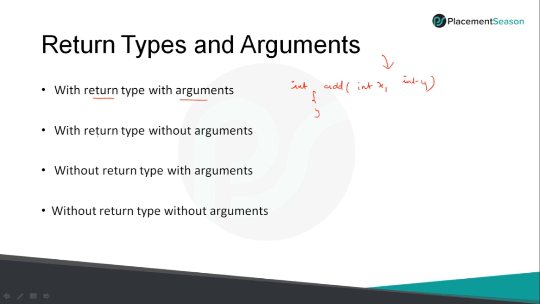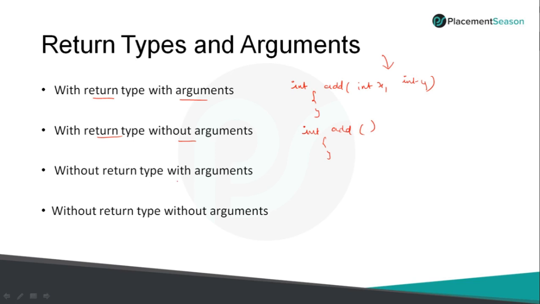The next type is with return type and without arguments. So int is the return type, then add. Without arguments means we are not going to give any input to this function. So we will have only the return type as int, the function name, followed by open and close brackets. We don't give any values inside this. So this comes under the category of with return type and without arguments.